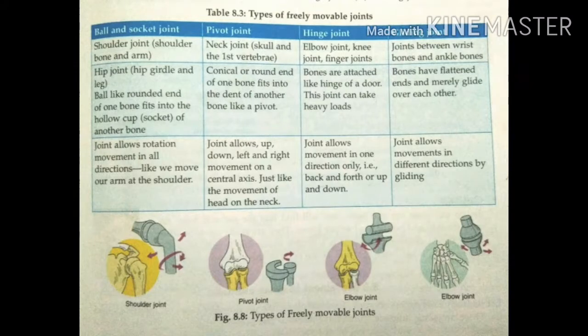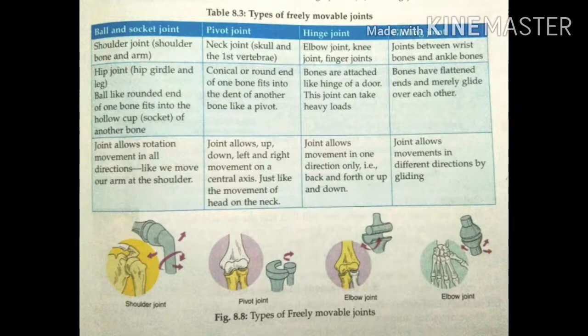Next one, gliding joint. Gliding joints allow movement in different directions by gliding. Gliding means backward and forward and side to side. These joints are present in the bones of the wrist and ankle.